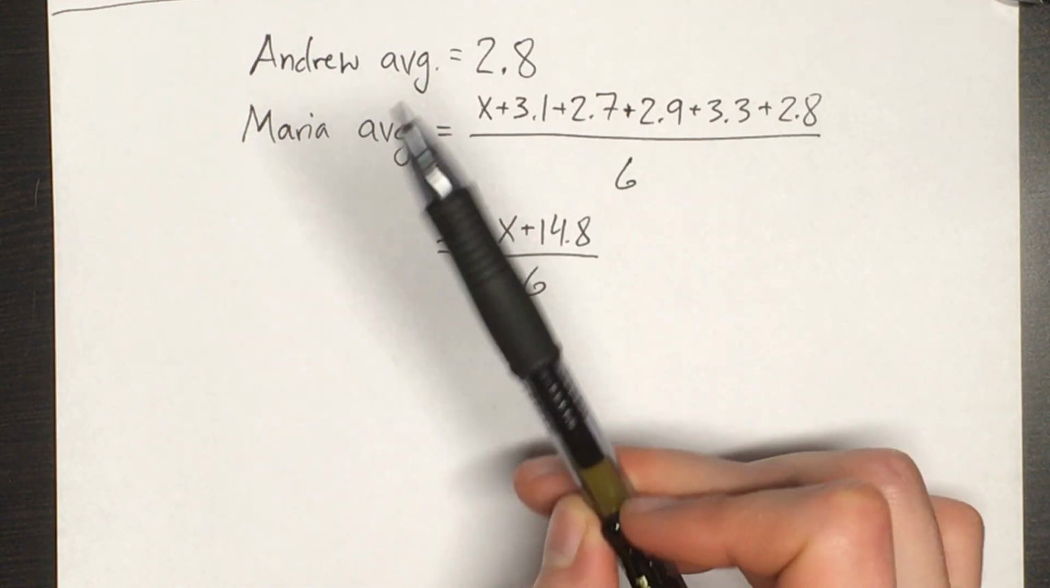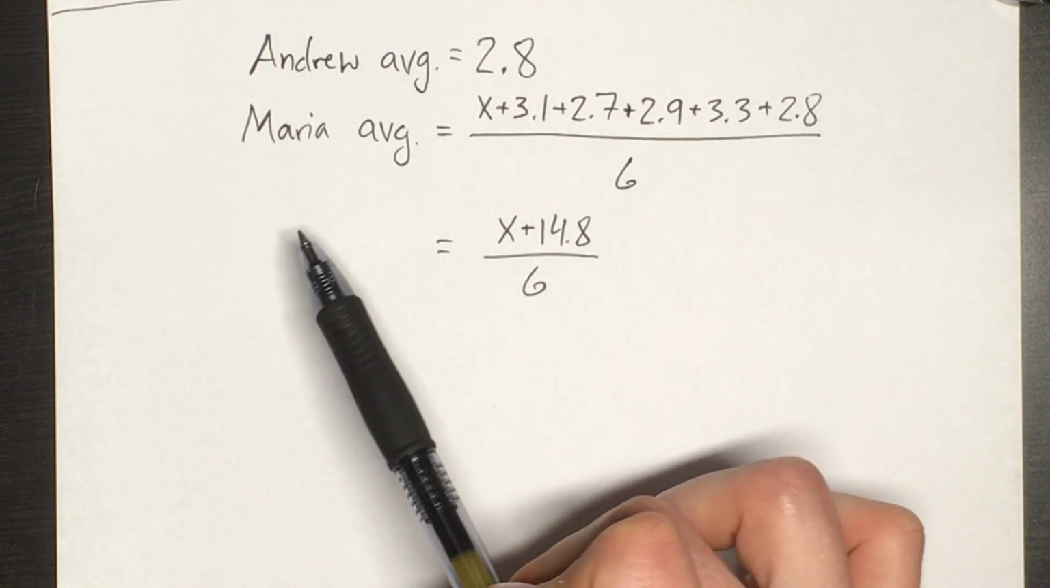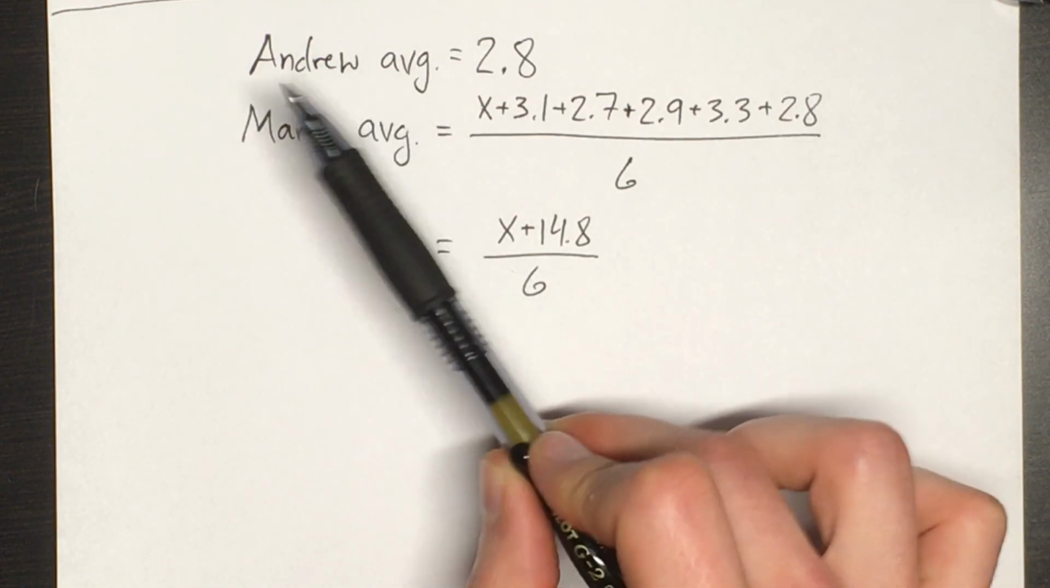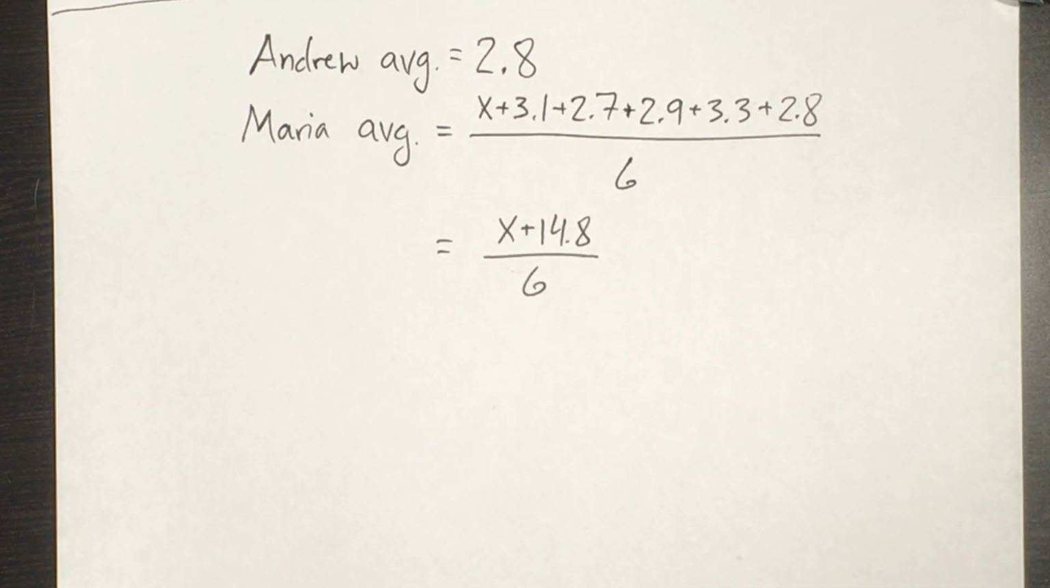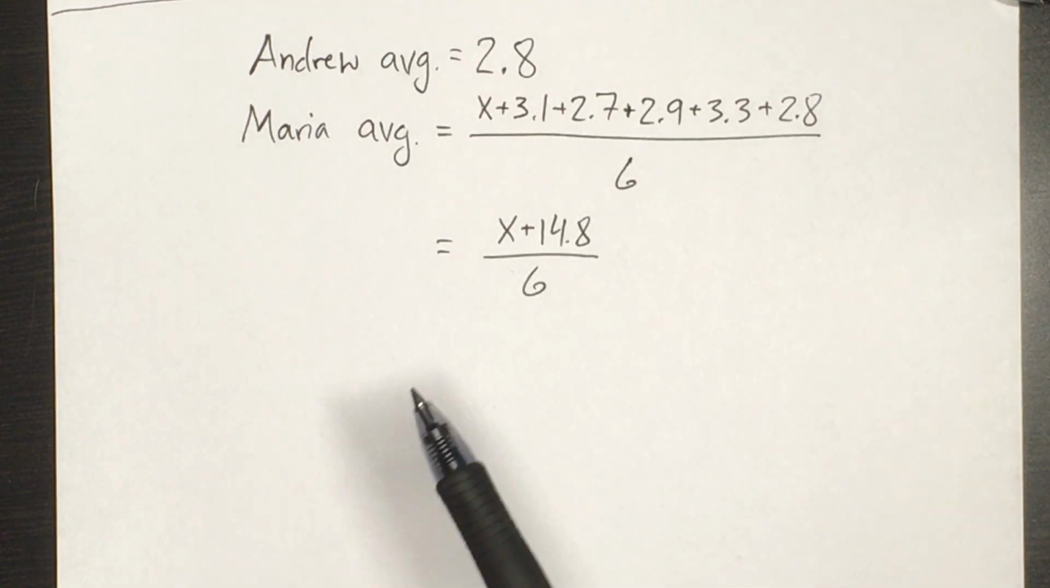Basically, the average mass of the rocks that Maria collected is 0.1 kilogram bigger than the average of the mass of Andrew's. So what is the value of x? So we are missing the mass of one of Maria's rocks. We want to find how heavy it was.